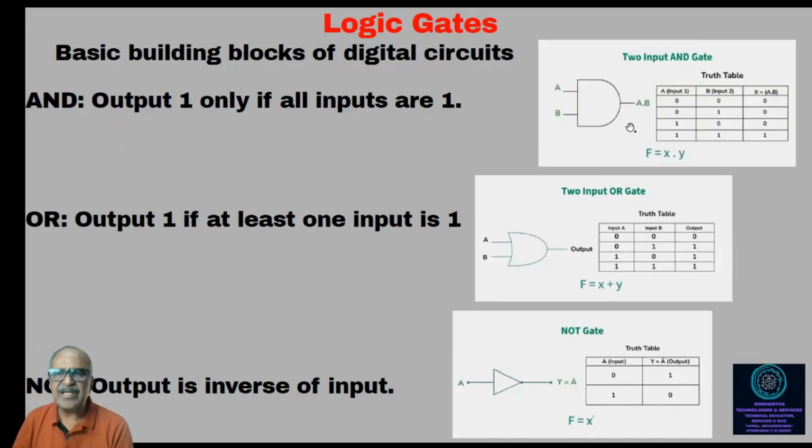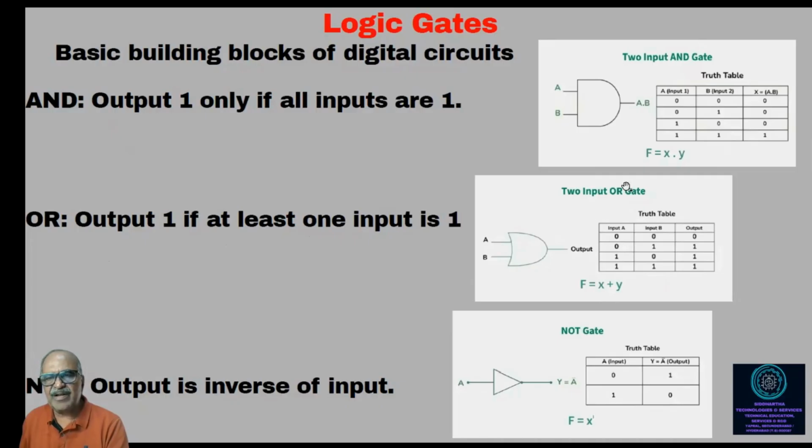Suppose we start with AND. The output is 1 only if all inputs are 1. Suppose A and B are the inputs, as you can see on the right hand side. So the output is 1. Okay, the second is the OR gate. The output is 1 if at least one input is 1. Either input can be 0 also, but at least one should be 1. That is the OR gate. You can see here A and B, F is equal to X plus Y. In the previous case, F is equal to X multiplied by Y. That is an AND gate.